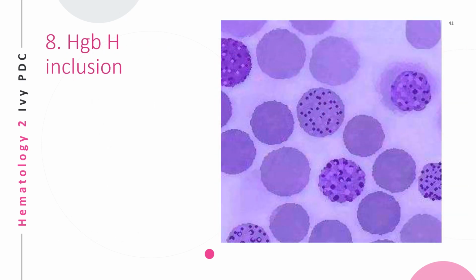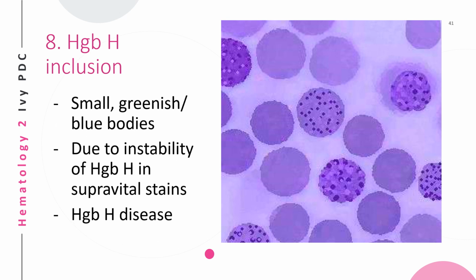Next would be the hemoglobin H inclusions. They are small greenish or blue bodies due to the instability of hemoglobin H in the supravital stain. So these are the hemoglobin H inclusions. These are seen in hemoglobin H disease.